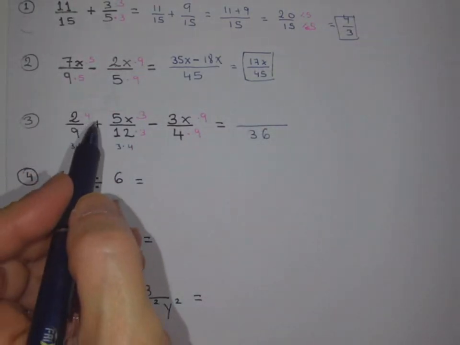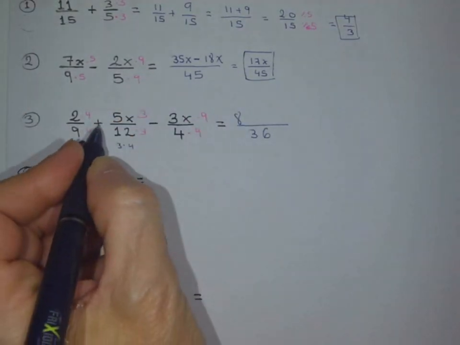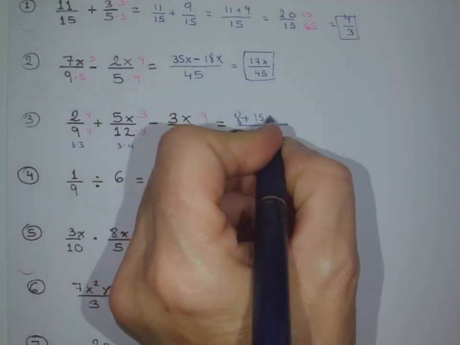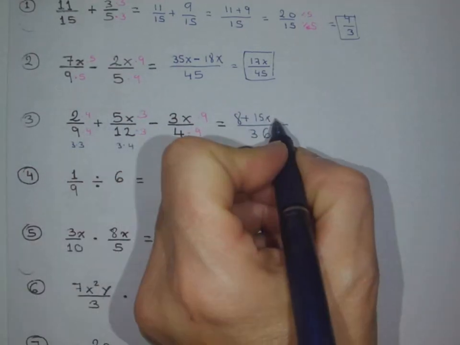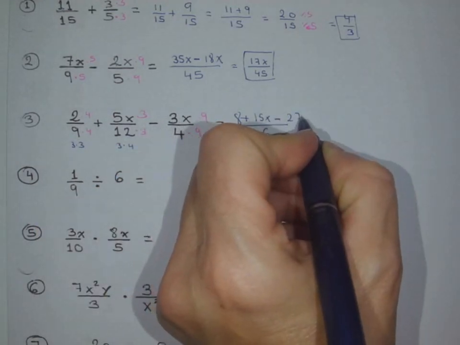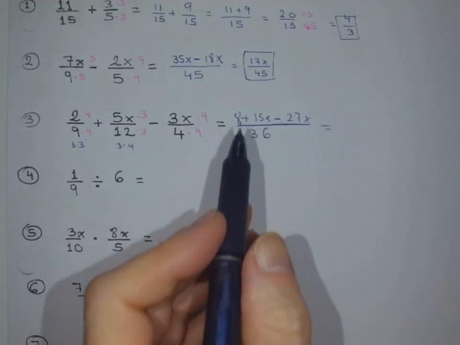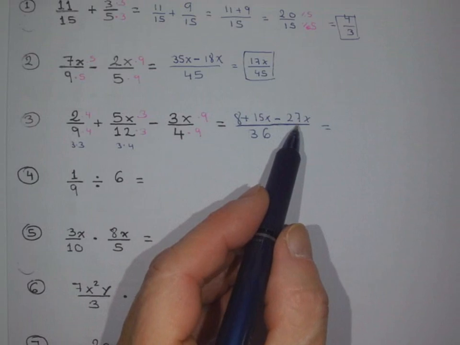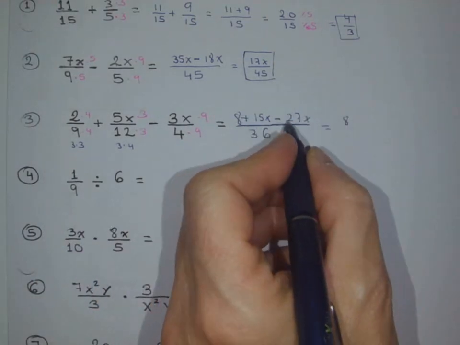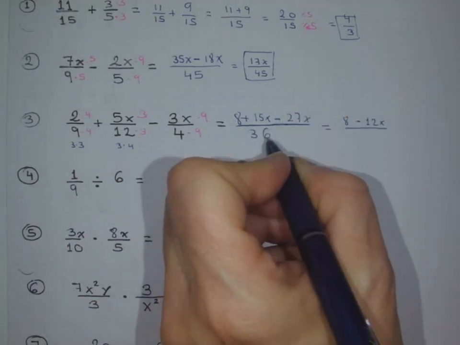Now let's simplify our numerators. 2 times 4 is 8, plus 5 times 3 will be 15, and don't forget your x there, and then minus, and then 3 times 9 is 27, and don't forget your x there. And then you're going to look if you have any like terms, and we sure do, right? We have a 15x minus 27x. That can be simplified. So we have 8 minus 12x over my common denominator of 36.